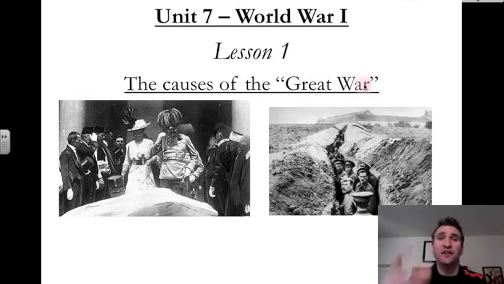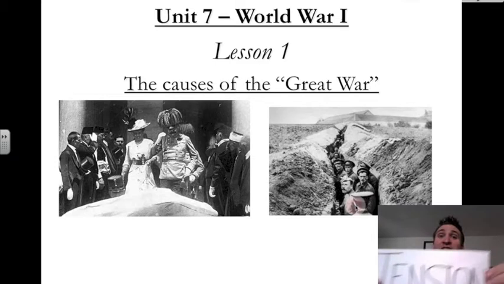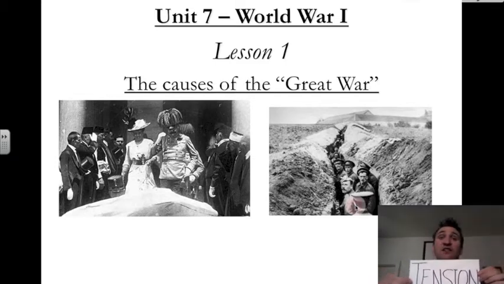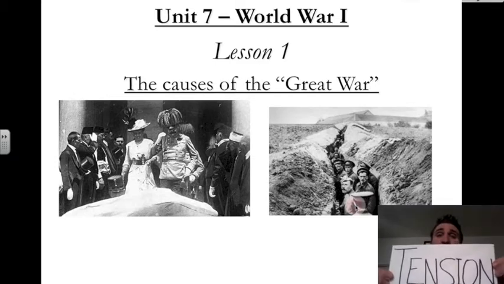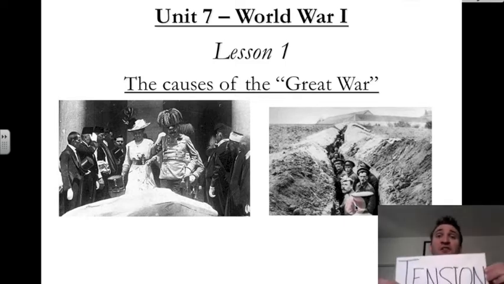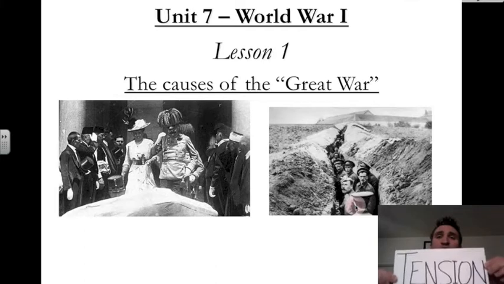One of the causes and the sparks involves this world leader from Austria-Hungary. And once World War I happens, it's a war in the trenches between the Allied powers and the Central powers. And the word of the lesson is tension. Stressful pressure, awkwardness between groups. Tension is one of the root causes of World War I as well.